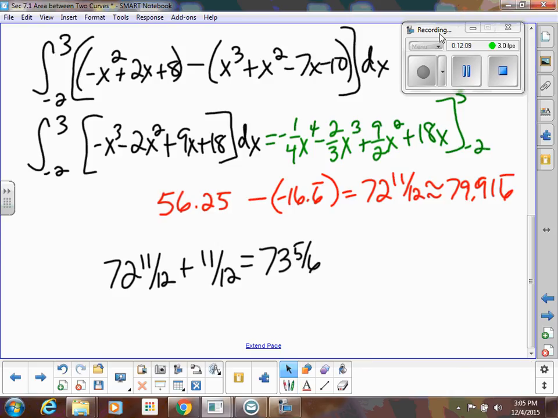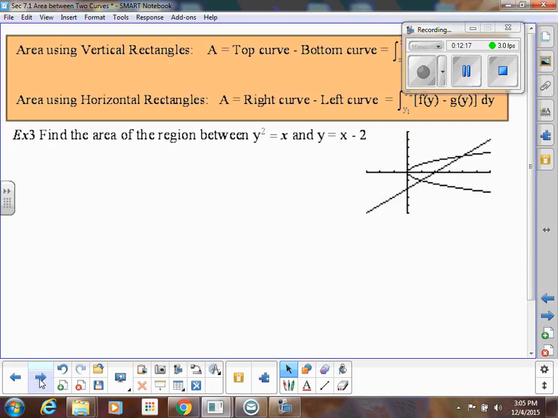Okay. So again, if you're having issues with that, let me know next class and we can go over that. And then our last example, we want to find the area between these two curves, and notice that we've got a sideways parabola, right, a conic.